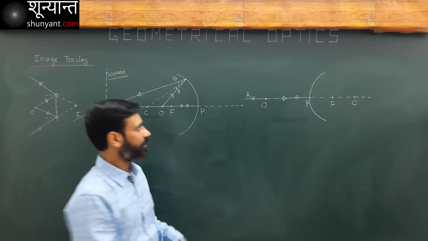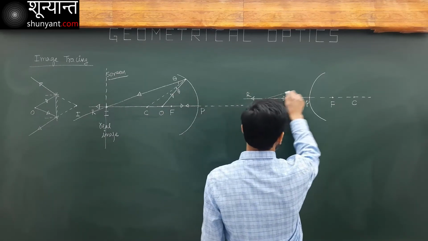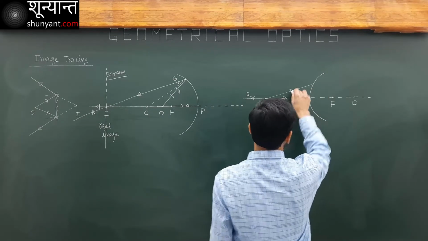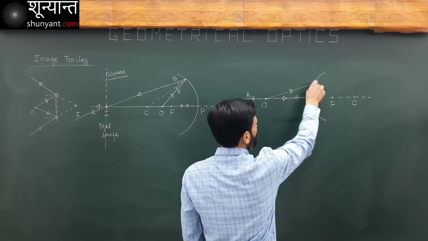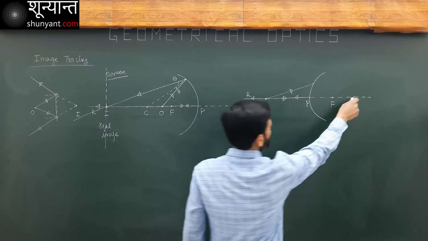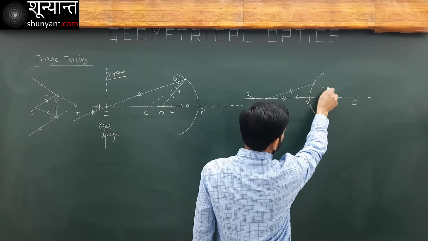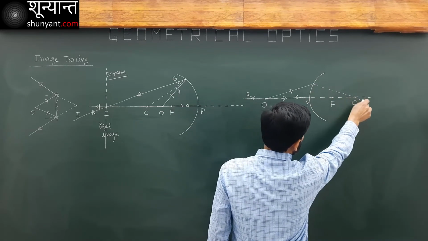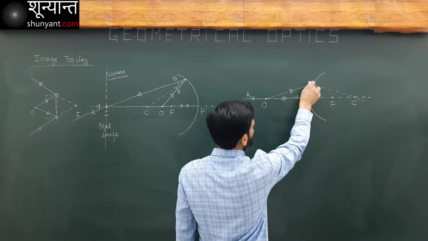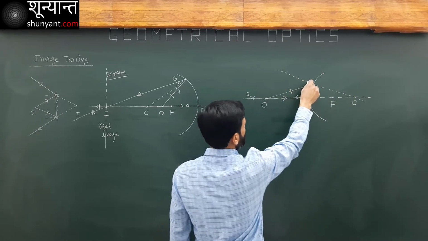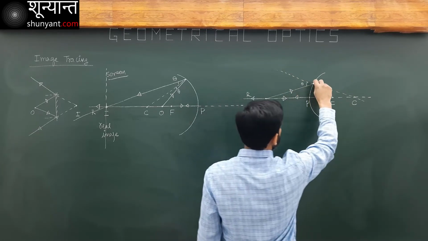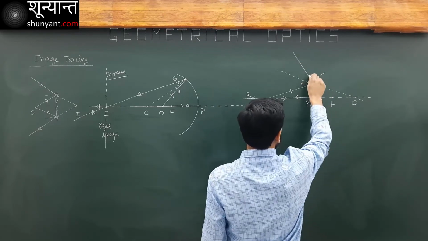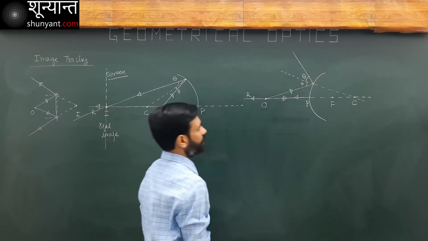I need one more. Let's take any other general random light. Let's say this is the incident light. At this point it will be reflected. I draw the normal from here. Okay, this is my normal. Now the light will be reflected on the other side, making the same angle here.